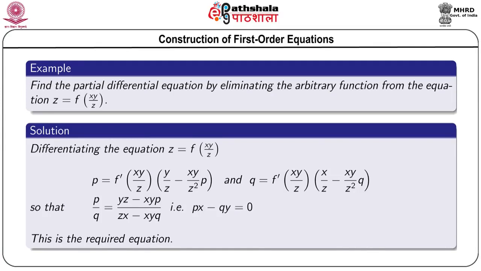That means, in the above two equations, if we eliminate f', then we will get a relation in the form px − qy = 0, and this is a first order differential equation. So, in this case, eliminating the function f, we are getting a first order differential equation.